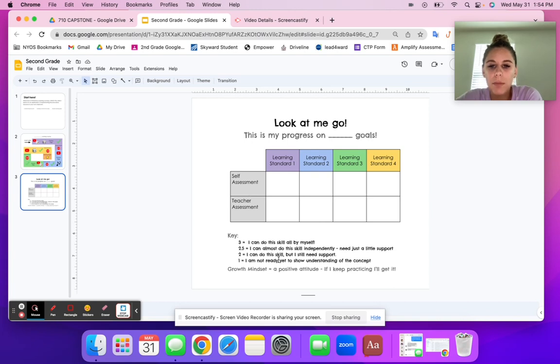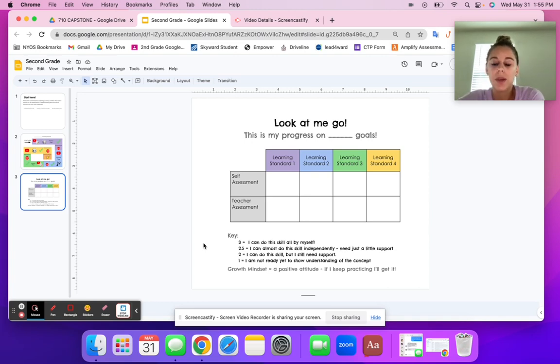You'll see down at the bottom there's a key to help them assess themselves and what each number means. Again, you could use whatever scale your school uses or whatever system you use in your classroom. It could be A's, B's, C's. It could be plus, check, minus. It could be 1, 2, 3. However you set it up is wonderful.